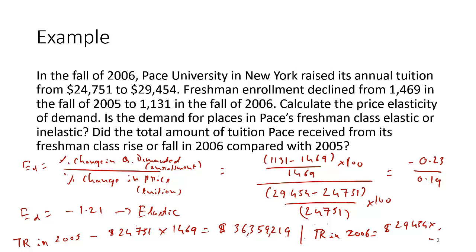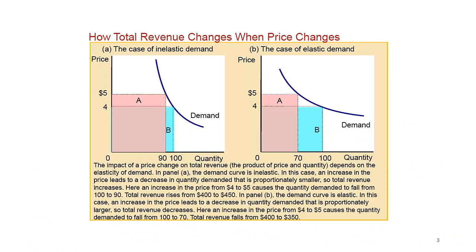$29,454 times 1131, which gives you $33,312,474. So we can see there's a drop in revenue from 36 million to 33 million when they increased the price. So did it help Pace? Obviously not. What Pace failed to analyze is the responsiveness of the demand for Pace education to changes in price. So today we are going to focus on the relationship.